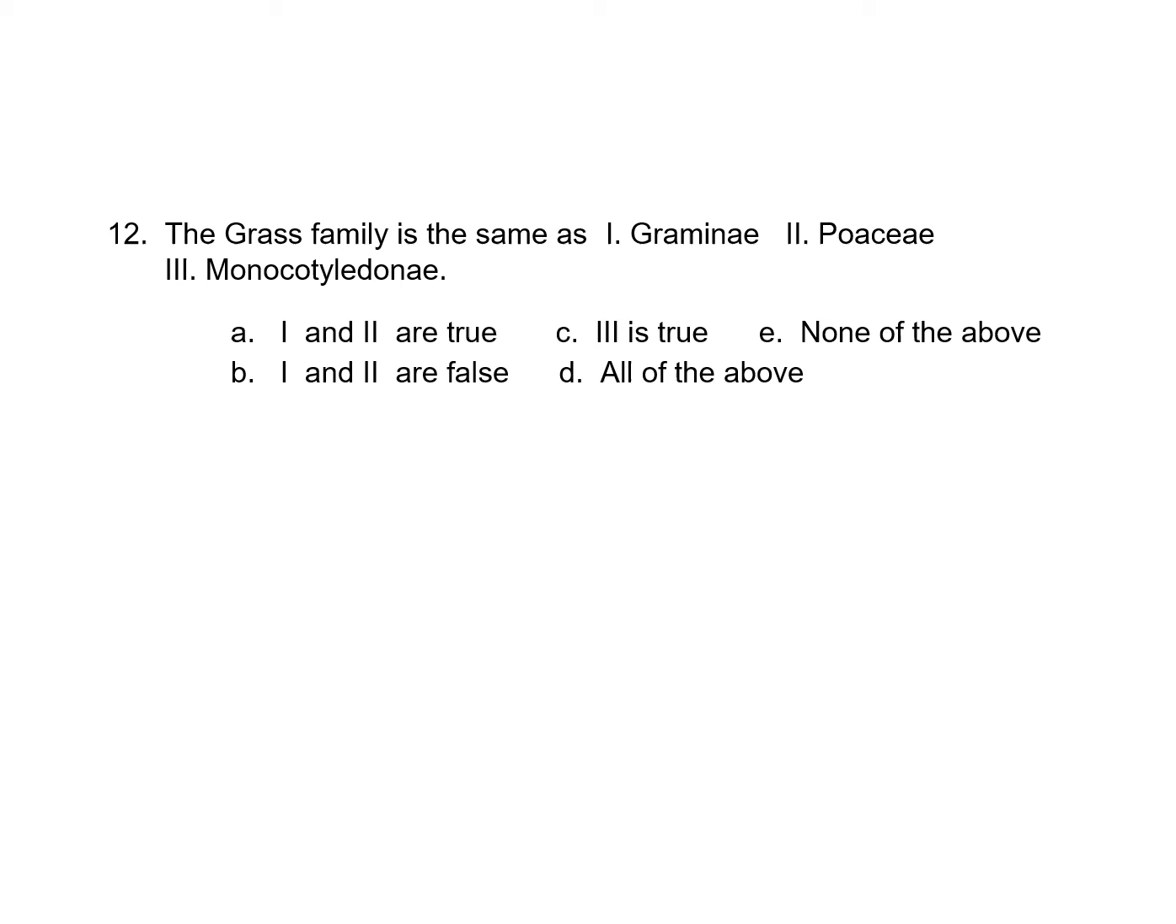Number 12. The grass family is the same as 1. Graminae, 2. Poaceae, 3. Monocotyledonae. A. 1 and 2 are true. B. 1 and 2 are false. C. 3 is true. D. All of the above. Or E. None of the above. The answer is 1 and 2 are true.